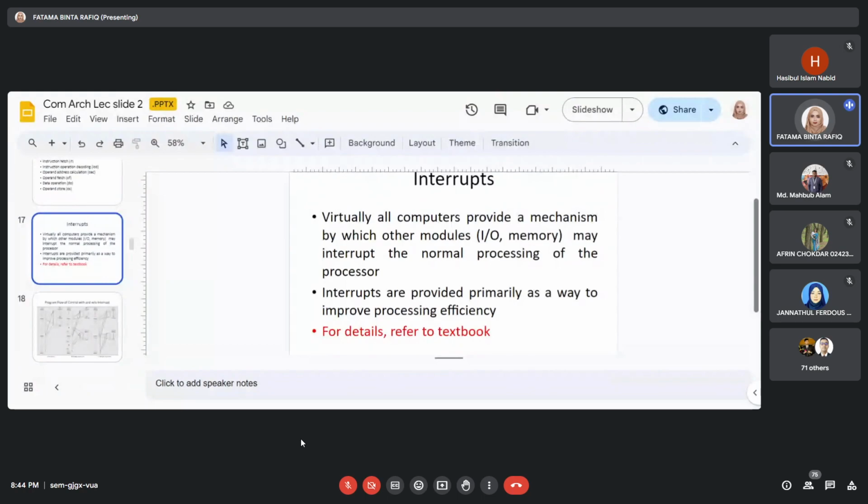জেনারেলি প্রত্যেকটা কম্পিউটারে এই ফ্যাসিলিটিসটা থাকে যে একটা প্রসেস রান করার মাঝখানে অন্য একটা প্রসেস রিকোয়েস্ট সে দেখতে পারবে, তারপর ডিসাইড করবে প্রসেসটাকে রান করবে কি করবে না। Interrupts are provided primarily as a way to improve processing efficiency. কেন এই কথাটা বললো যে কেন প্রসেসিং এফিসিয়েন্সিটা বাড়ায়?